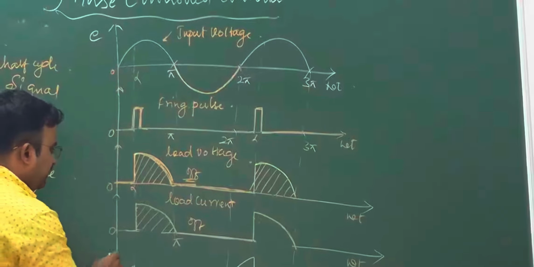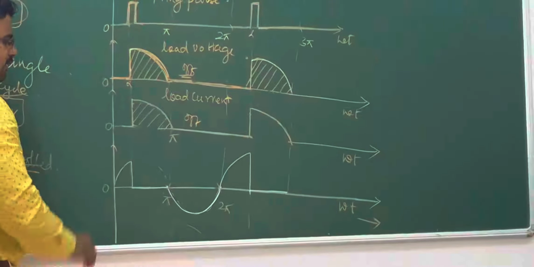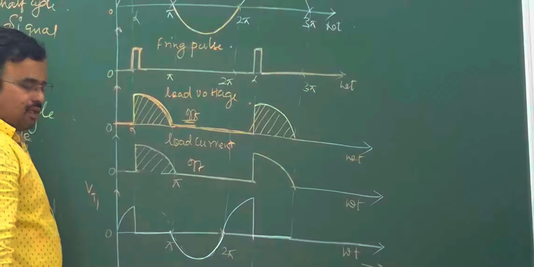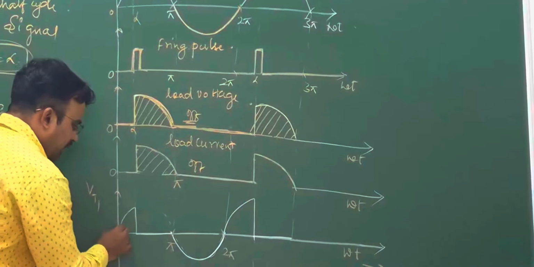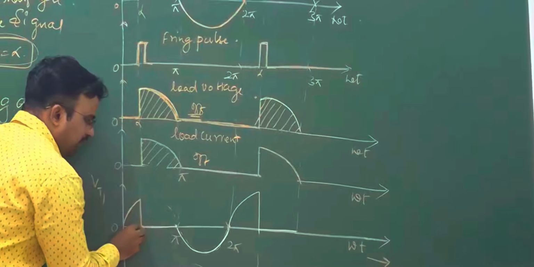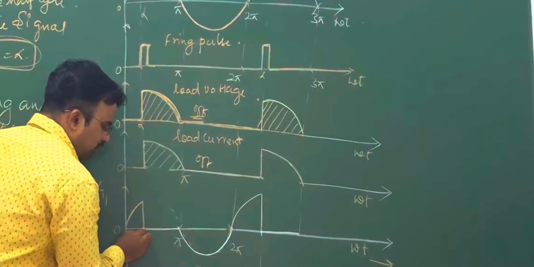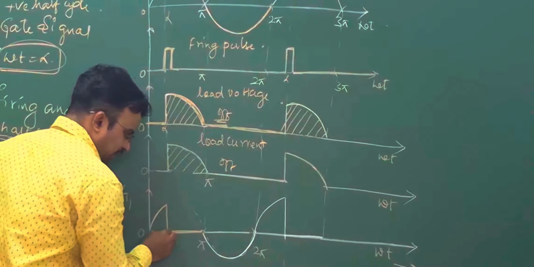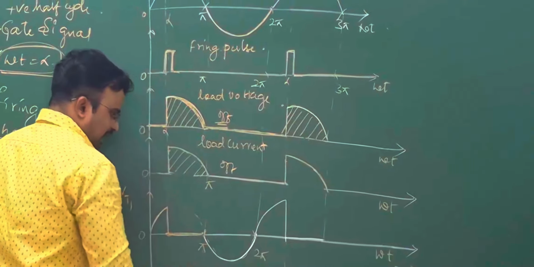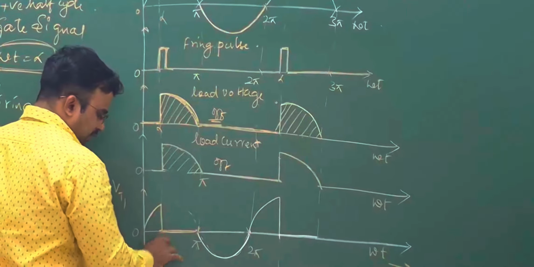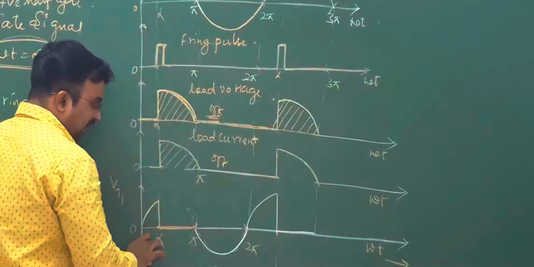And coming to the final waveform, this is the voltage across the thyristor denoted by VT1. When the device is not turned on, you observe the voltage is maximum. As soon as the device is turned on, the voltage drop across the device will be very minimal, usually ideally 0. And at the instant alpha, the device will be turned on.